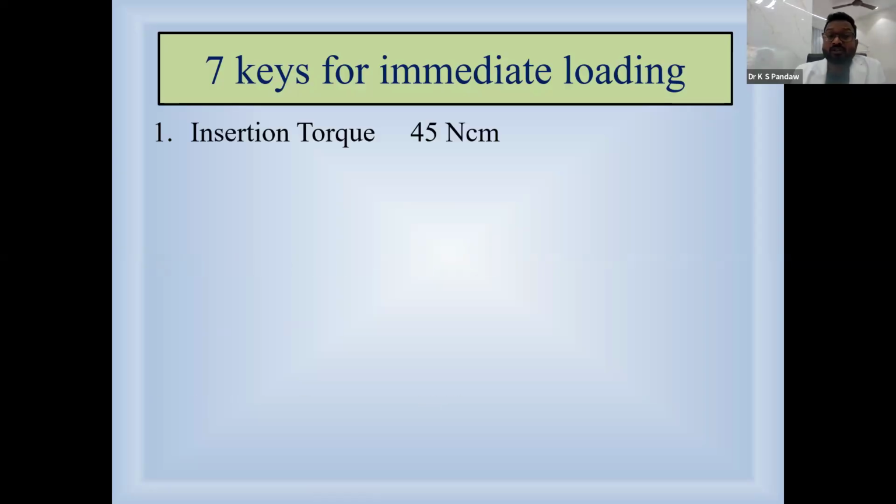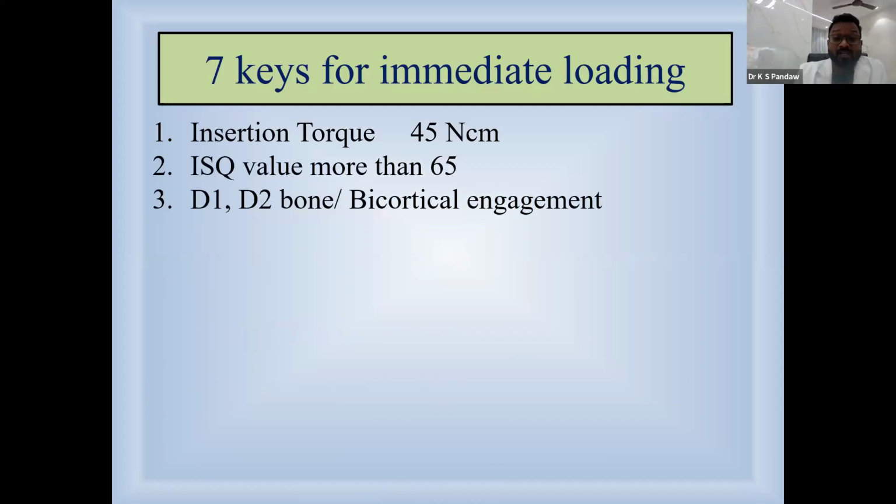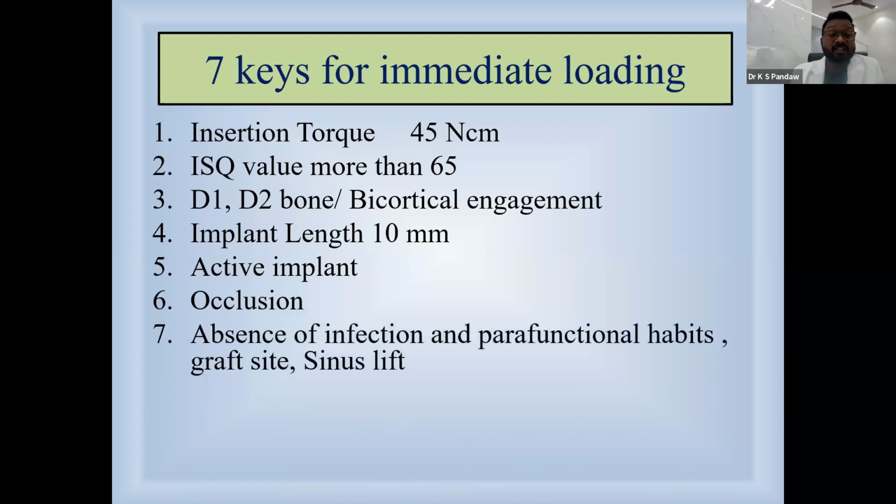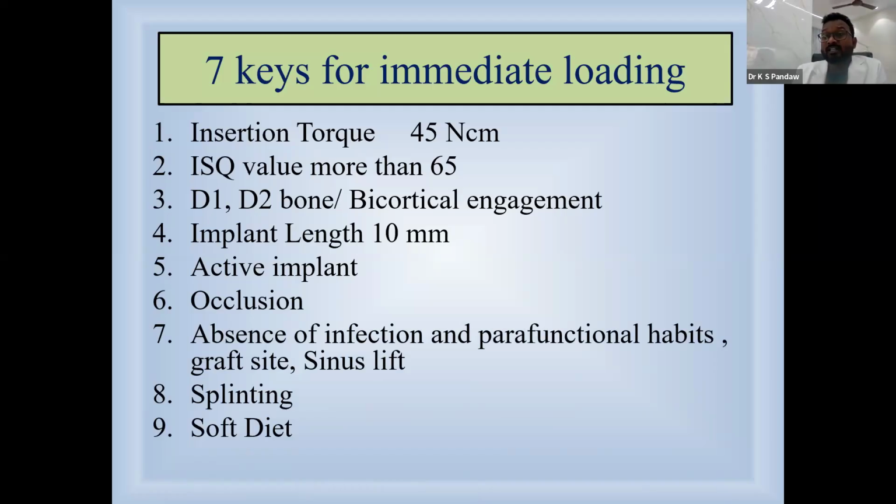First is the insertion torque. 45 Ncm is required for that. The ISQ value should be more than 65. ISQ means implant stability quotient, meaning how stable your implant is. It should be used in D1 D2 bone, or you can use bicortical engagement. Implant length should be more than 10 mm. It should be an active implant. Occlusion you have to correct very carefully, and obviously the absence of infection in the implant site is very important. If I am going to do a segmental rehabilitation with immediate loading, I have to increase the number of implants because I am going to load them immediately.